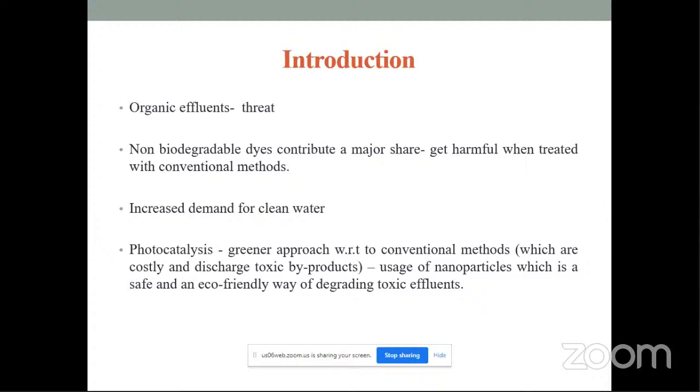And we don't have clean water. That's a problem. For drinking purposes, we don't have clean water because of the lot of pollutants. So there is an increased demand for clean water. Because of the increase in the demand for water, we are going for the photocatalysis process. That is a green approach compared with the conventional methods. That's why we are going for the biological method, where the usage of nanoparticles is safe and eco-friendly for the degradation of the toxic effluents.